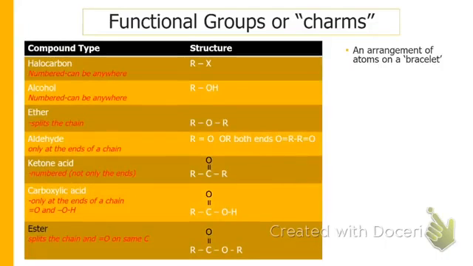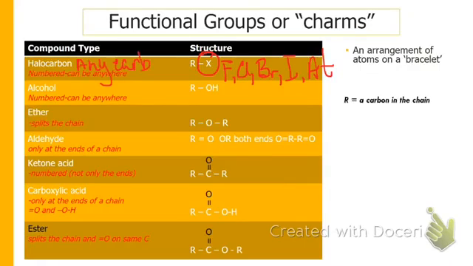The types of functional groups and how they actually look, when you see the arrangements of the atoms in the bracelet, there are a few things that you first need to know. Where you see R, it's talking about a carbon in the chain. So let's look at the first one, halocarbon, which you may or may not already know. Halocarbons are fluorine, chlorine, bromine, iodine, and astatine. According to the structure, the halogen is attached to any carbon in the chain. So this can be attached to any carbon in the chain.